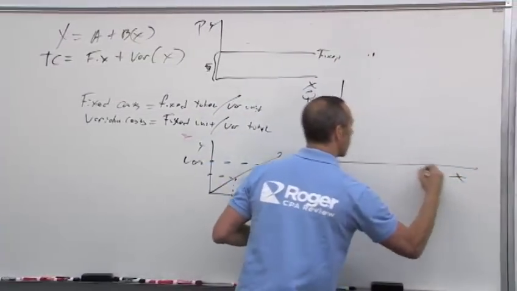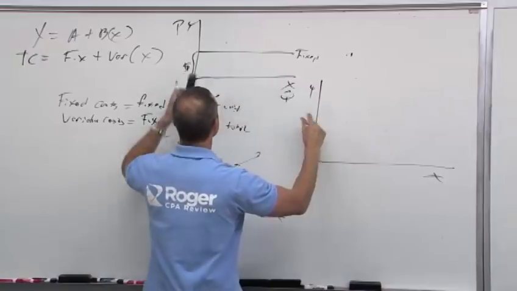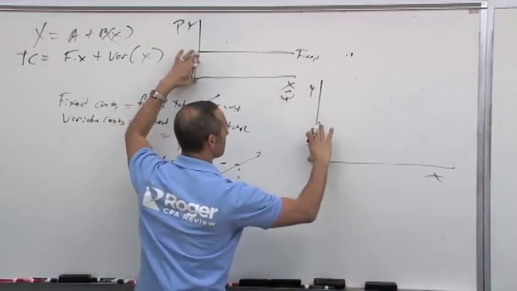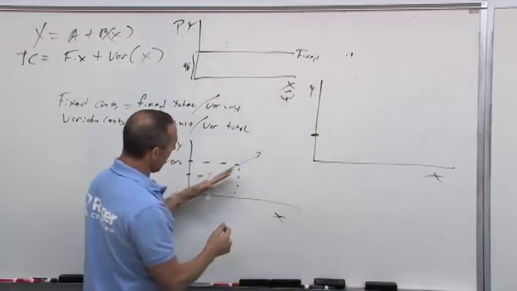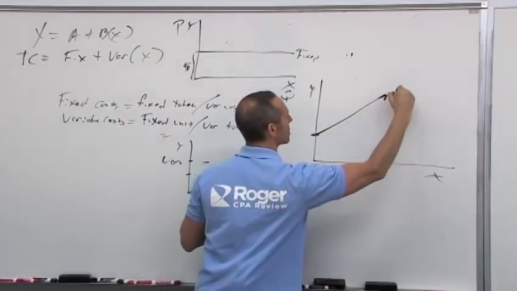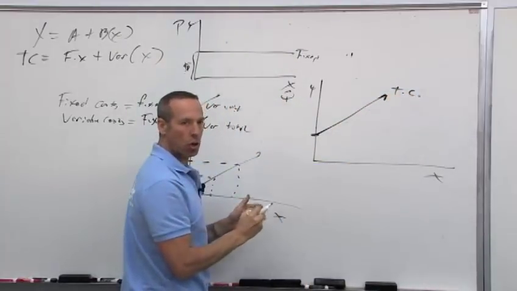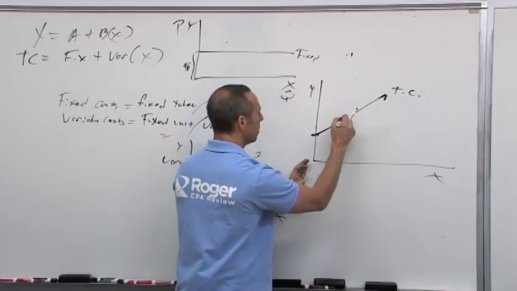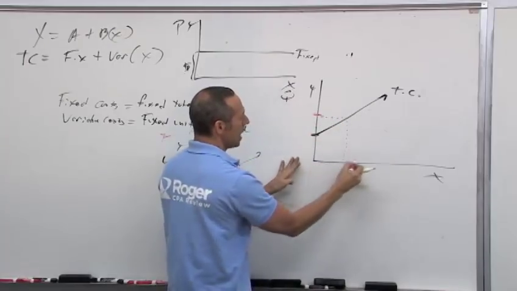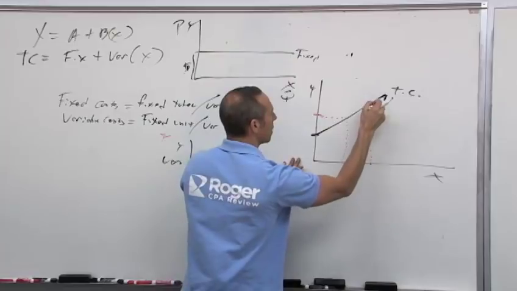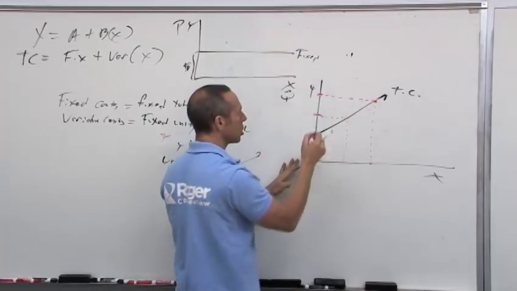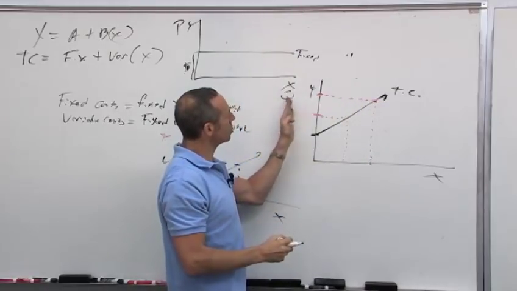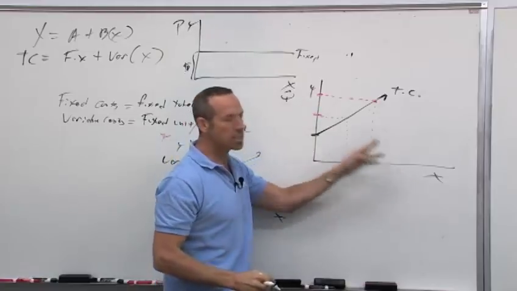Here's X, here's Y. Here would be my fixed cost, and this angle would be my variable cost. That's total cost. What's total cost? It says that at this level of activity, that's total cost. At this level of activity, that's total cost. So notice that's your total cost, that's your Y, X and Y.